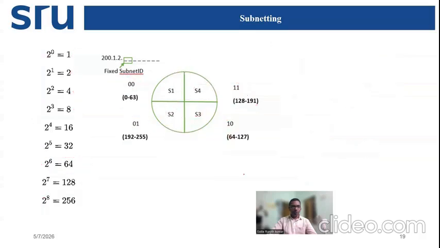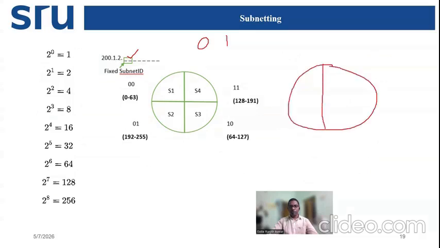For example, if you want to divide the network into only two parts, then instead of 2 bits being considered, you consider only 1 bit. So 1 bit can be written either as 0 or 1. Then 1 bit means 2 power 1, 2. So the network is divided into two parts. On one side the network address is 0, on the other side the network address is 1. In this way, a huge network is divided into subnetworks.